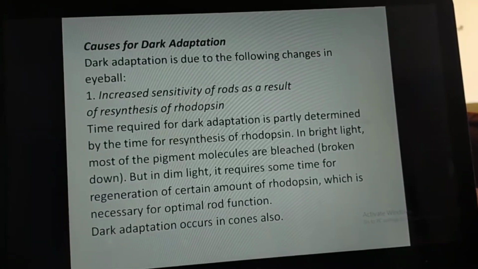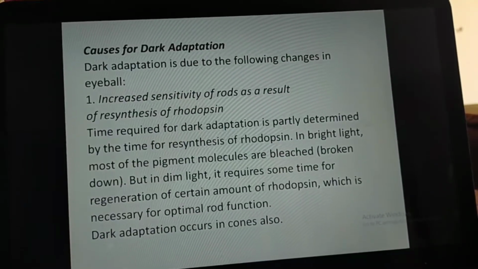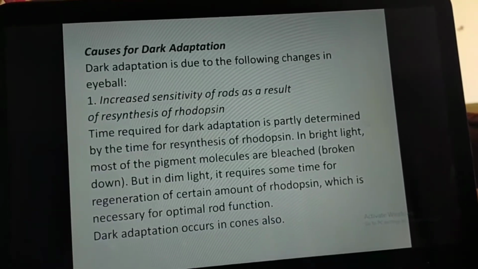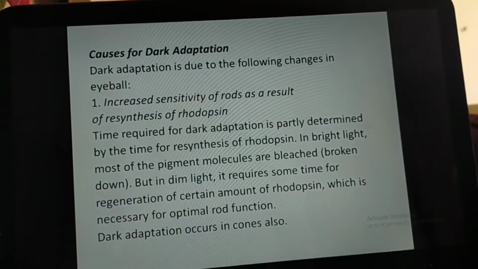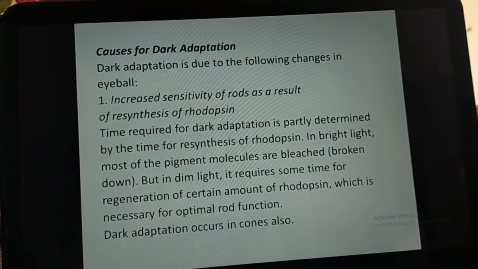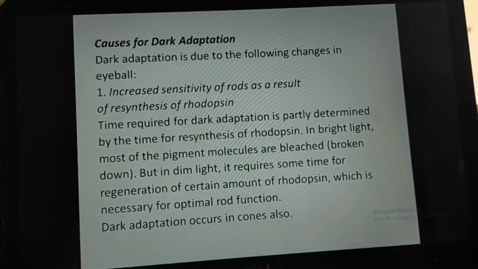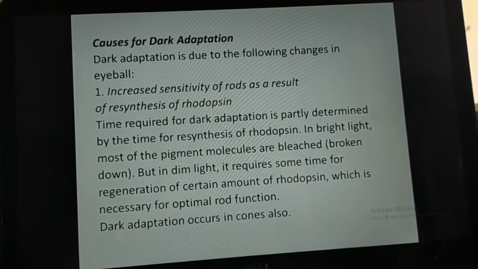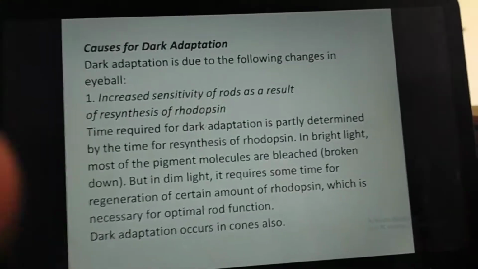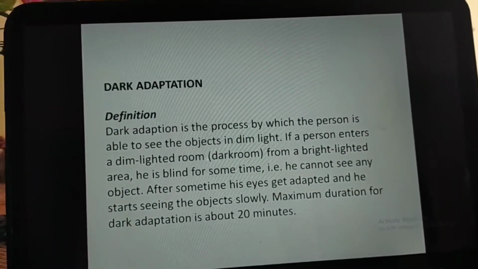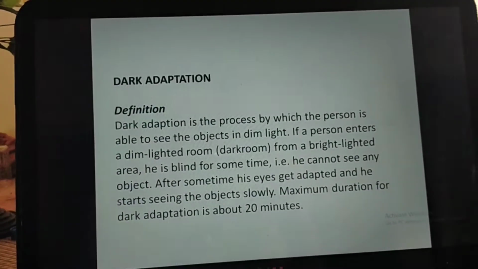In bright light, most of the pigment molecules are bleached or broken down. But in dim light, it requires some time for regeneration of a certain amount of rhodopsin, which is necessary for the optimal rod function. Dark adaptation occurs in cones also.